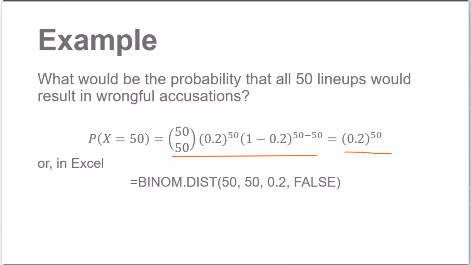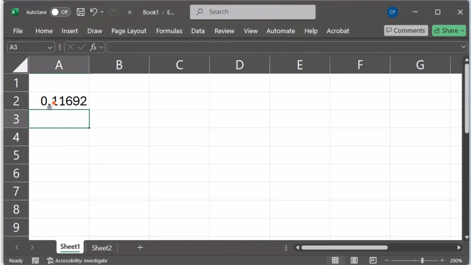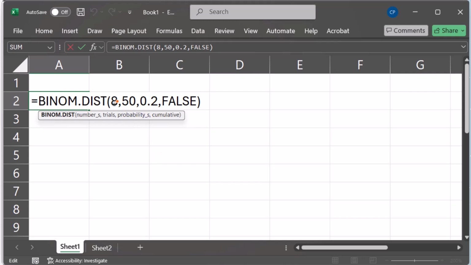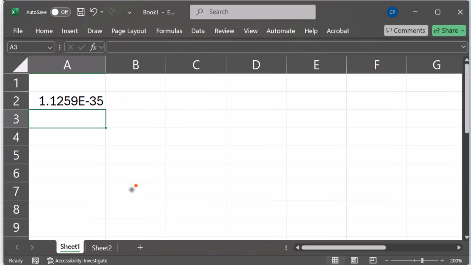You could compute this on a calculator or in Excel, or we can use our binomial distribution formula again. The only thing that's going to change is that instead of looking at 8 successes, I'm looking at 50 successes. And you'll see that this number in Excel is giving us a scientific notation result. This minus 35 represents 10 to the minus 35 power. So this is really equivalent to 1.1259 times 10 to the negative 35th. This means that we really want to move the decimal place in this decimal 35 places to the left.